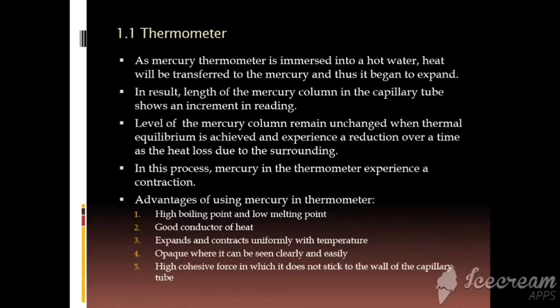Now I'd like to share with you some advantages of using mercury in a thermometer. First of all, high boiling point and low melting point. Second, good conductor of heat. Third, expands and contracts uniformly with temperature. Fourth, opaque, where it can be seen clearly and easily. Last but not least, high cohesive force, in which it does not stick to the wall of the capillary tube.